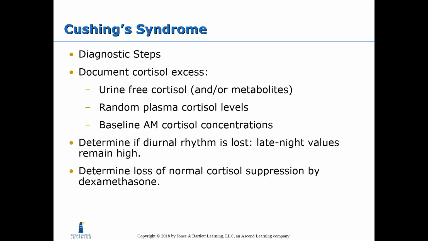The diagnostic steps: document cortisol excess, so urine-free cortisol and/or metabolites, random plasma cortisol levels, and baseline AM cortisol concentrations. Determine if diurnal rhythm is lost, so late-night values remain high. Determine loss of normal cortisol suppression by dexamethasone.